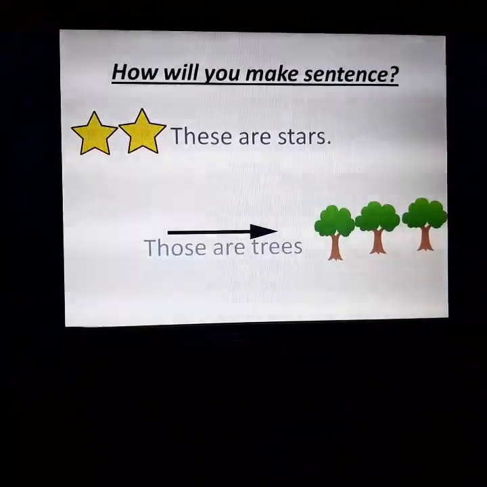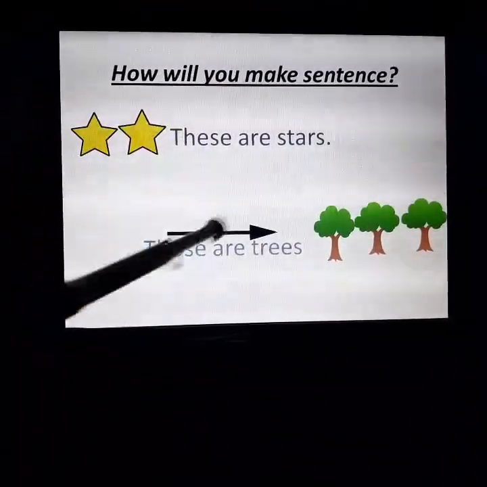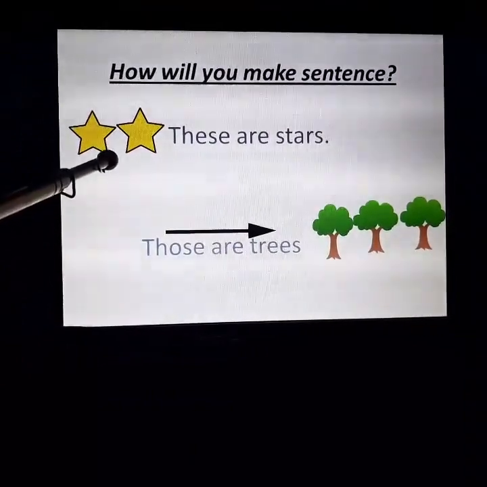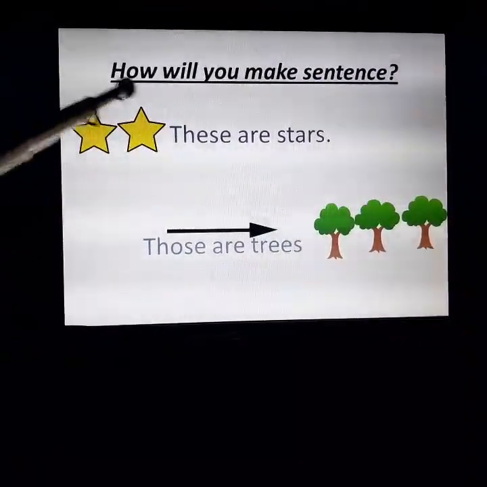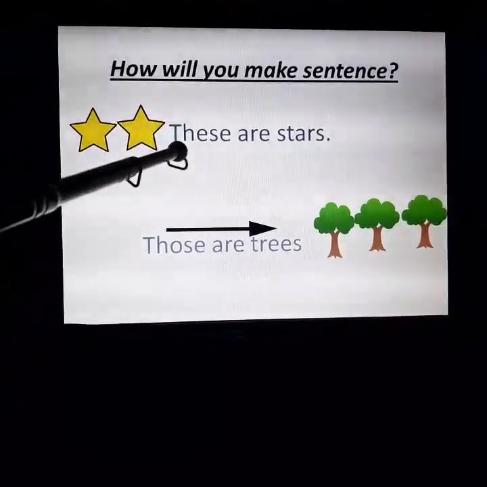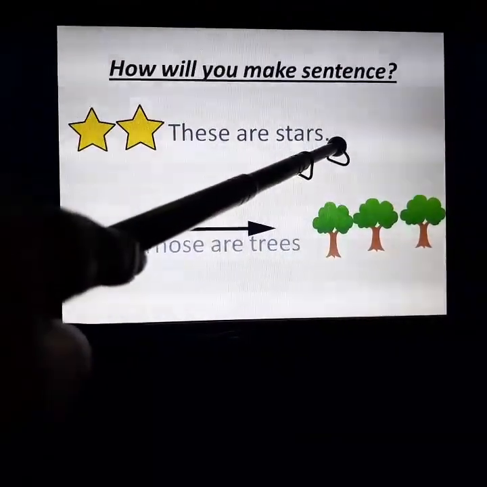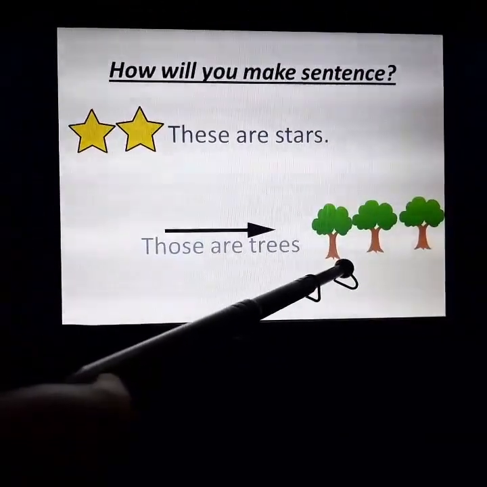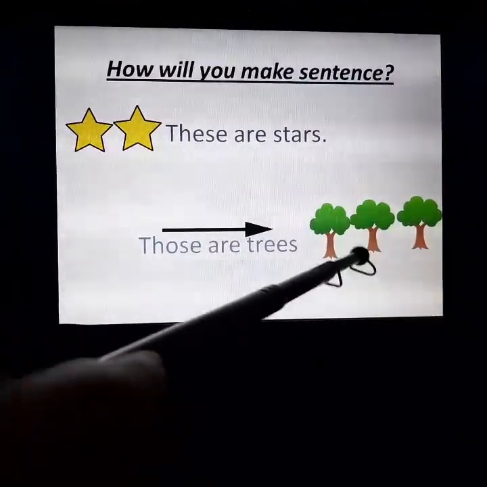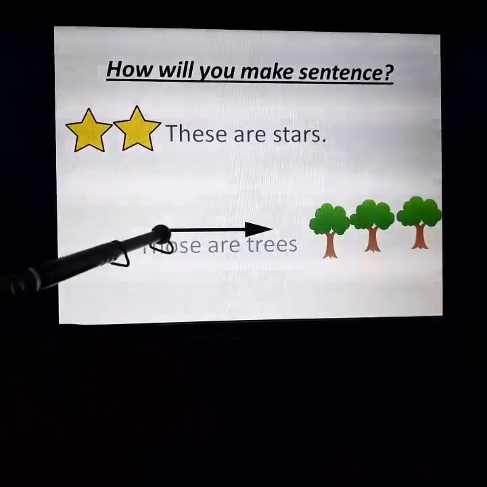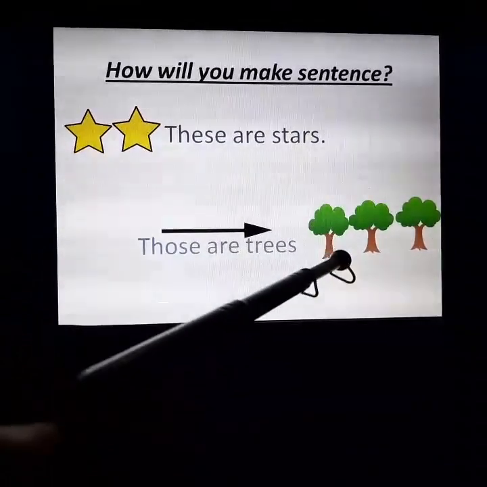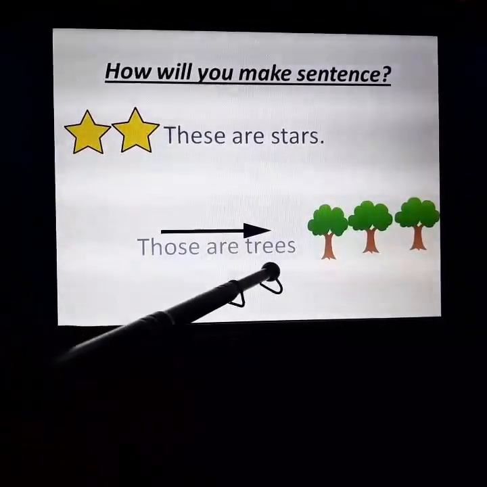Now children, how will you make a sentence? Now this is a picture of a star. Now these stars are near us and they are more than one. So how will you make a sentence? We will write these are stars. Now let us see the other picture. This is the picture of a tree. Now there are more than one tree and it is far from us. This arrow points far object. So we will write those are trees.